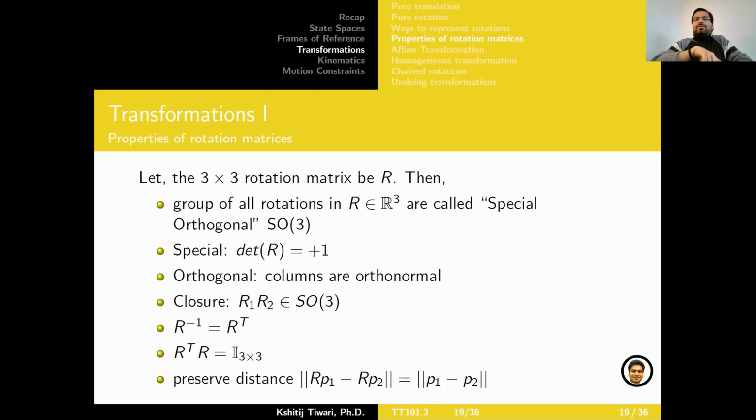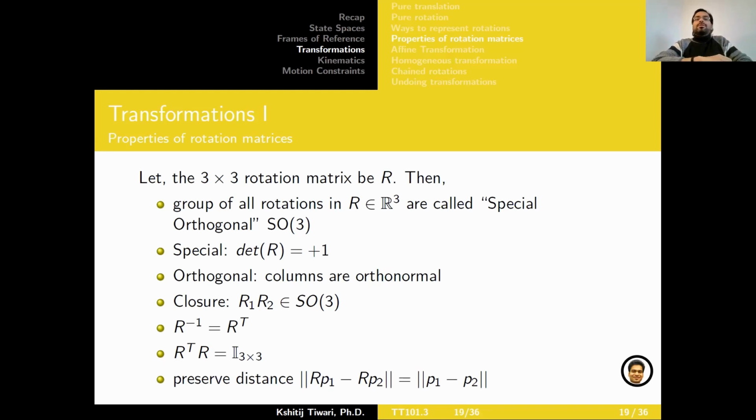And it follows the closure property, which means if you take the product of rotations, that would still be in SO3. If you invert the rotation matrix, you will get a transpose. And if you take the transpose of the rotation matrix multiplied by the original rotation matrix, you end up with an identity matrix, which is somewhat similar to undoing the rotations.